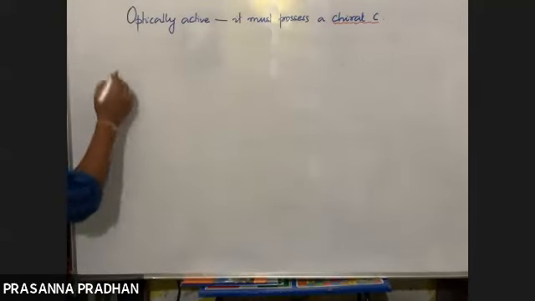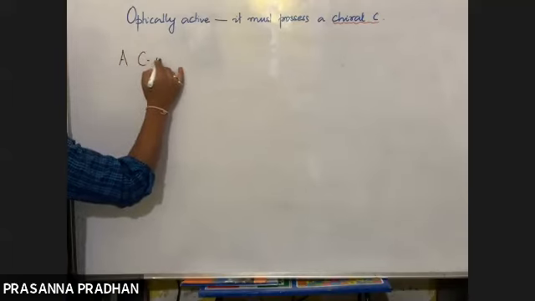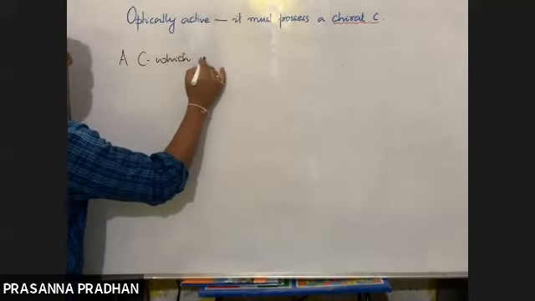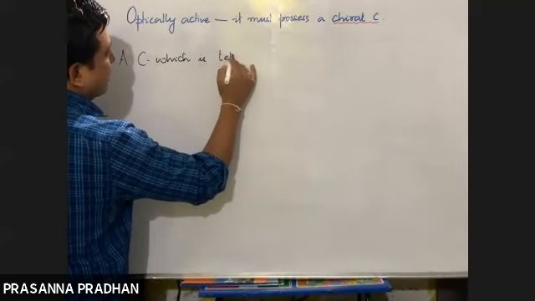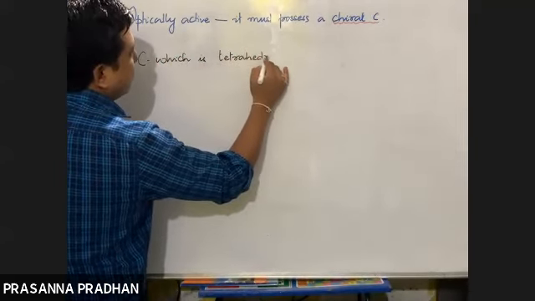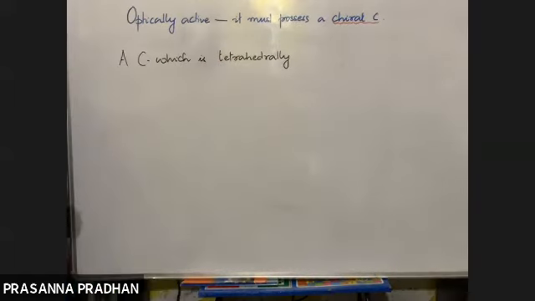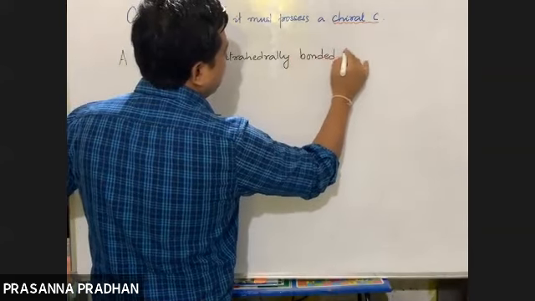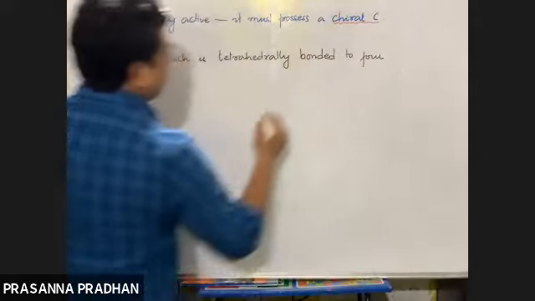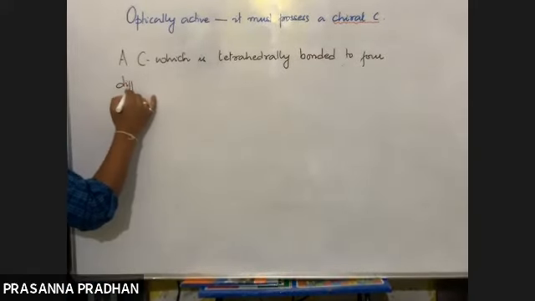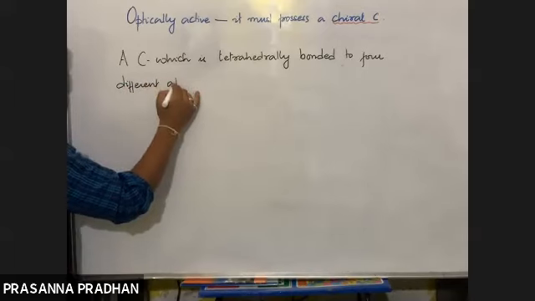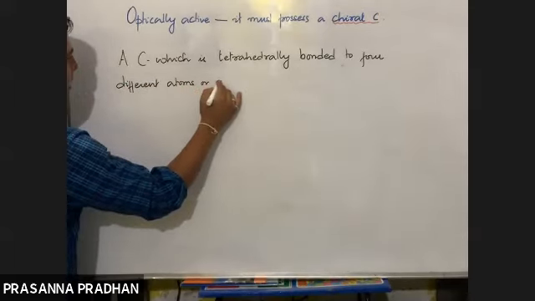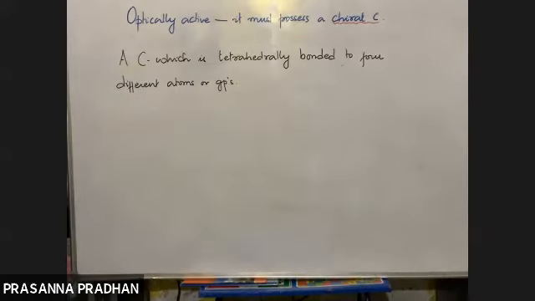So what do we mean by a chiral carbon? A carbon atom which is tetrahedrally bonded to 4 different atoms or groups is known as a chiral carbon.